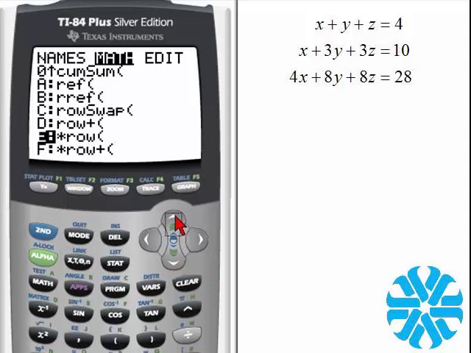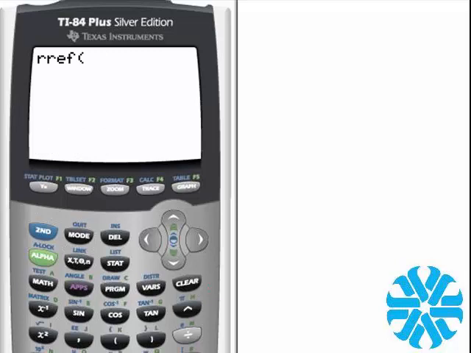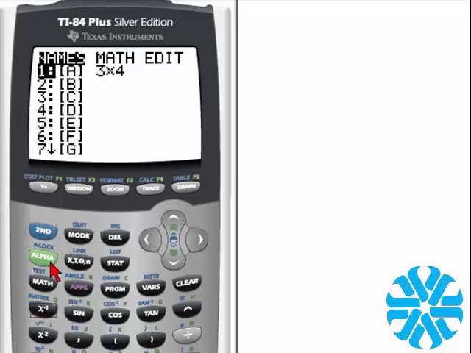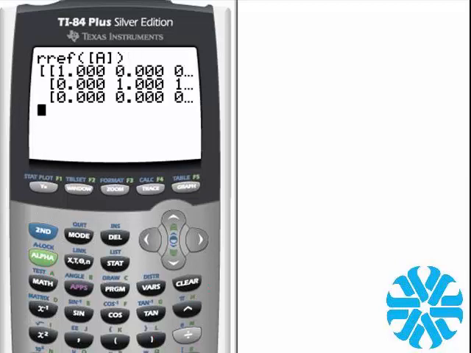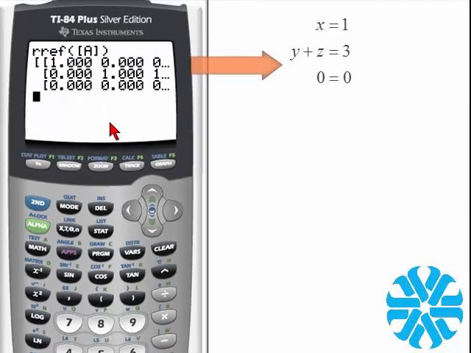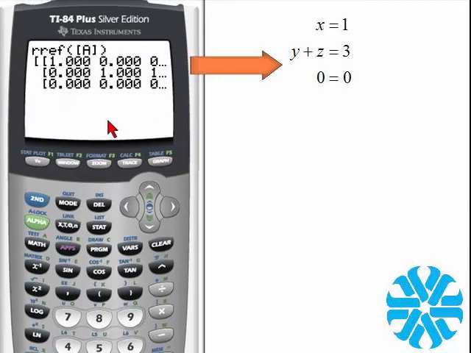So let's move to RREF, select Enter, and we want that for matrix A. So second function matrix, and then Enter. Close the grouping symbol, and select Enter. Okay, so here's the matrix in reduced row echelon form, and to the right of the screen you have the system of equations that relates to this matrix.